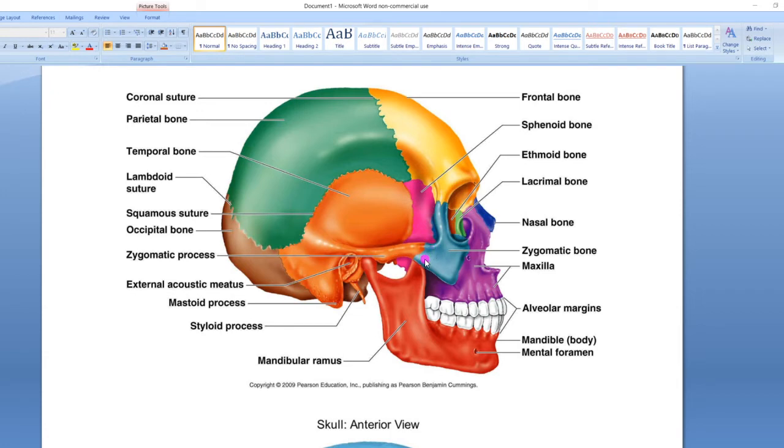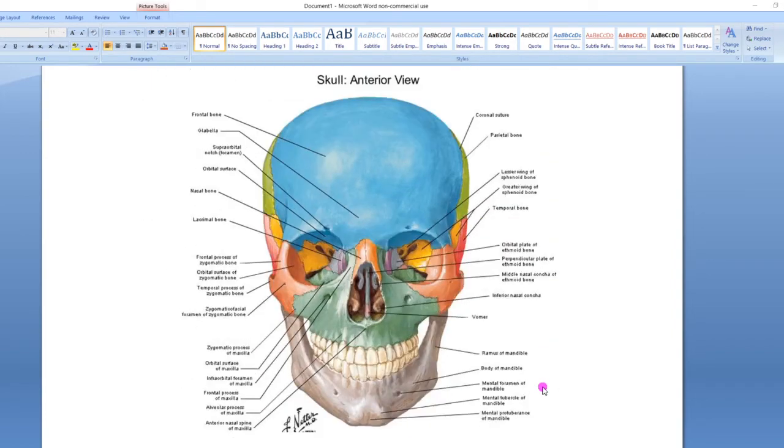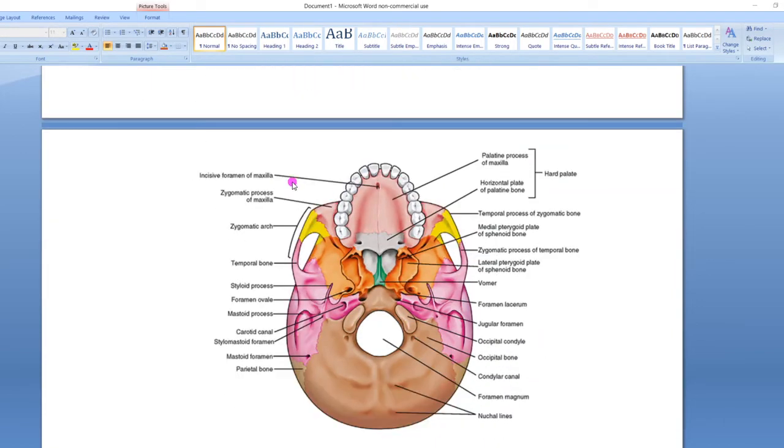Now this always confuses students, but the zygomatic bone has the temporal process. The temporal bone has the zygomatic process. The zygomatic process and the temporal process make this arch on the side of your cheek, and that whole arch is called the zygomatic arch. So you can see it right here. This is just another picture of it. You see the yellow bone here is our zygomatic bone. The pink bone is the temporal bone.